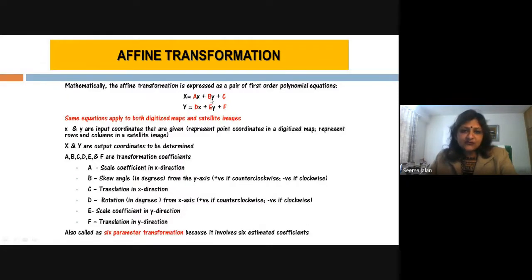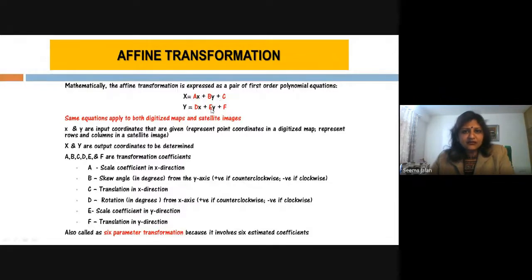So all these 6 coefficients, if I calculate these, somehow I get the values of these coefficients, then I can input the page coordinates and I can get the real world coordinates, which I am representing by capital X and capital Y. Okay, so for every input location, you have input coordinates, some x value, some y value. You input those input coordinates and you have these 6 values of these coefficients.